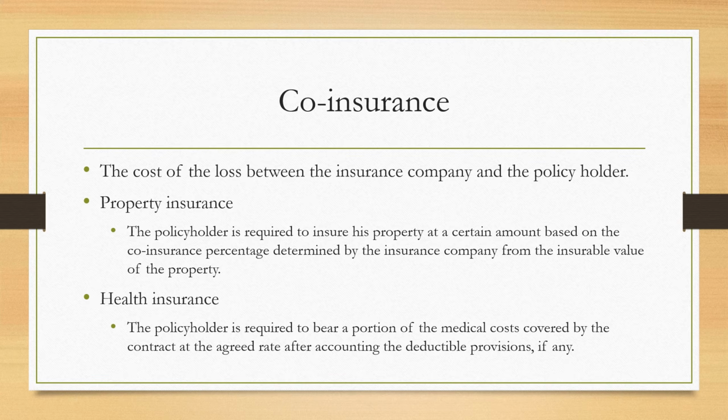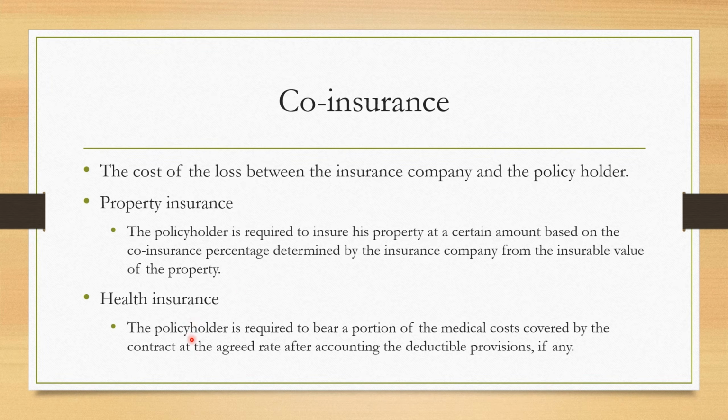Alright, so coinsurance is the sharing of the cost of the loss between the insurance company and the policyholder. For our topic, we're going to cover two parts of insurance. Property insurance: the policyholder is required to insure his property at a certain amount, based on the co-insurance percentage determined by the insurance company, from the insurable value of the property. What this means, we'll look at in the question.